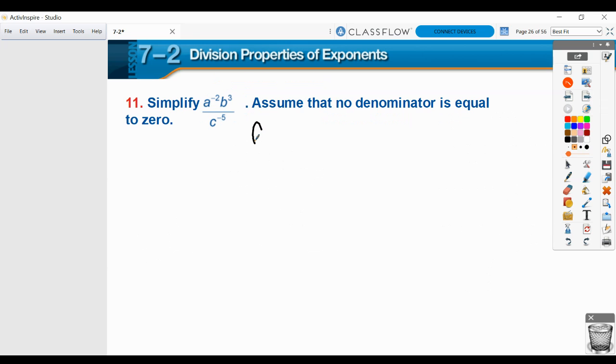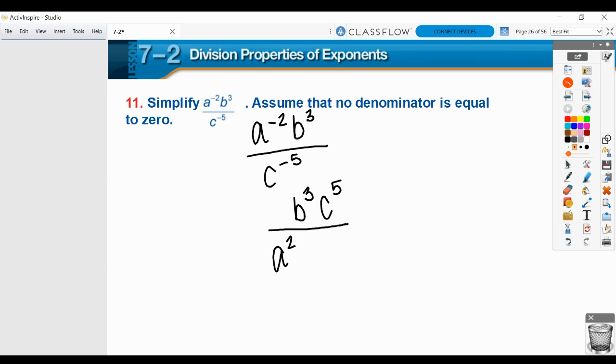Okay, so let's do another one. We have a to the -2nd, b to the 3rd, c to the -5th. There are no variables to subtract, so we just have to basically get rid of these negative exponents. So draw your fraction bar. A to the -2 needs to flip down to the denominator and make positive. B to the 3rd is already positive, so it just stays there. And c to the -5th needs to be flipped up to the numerator and made positive.